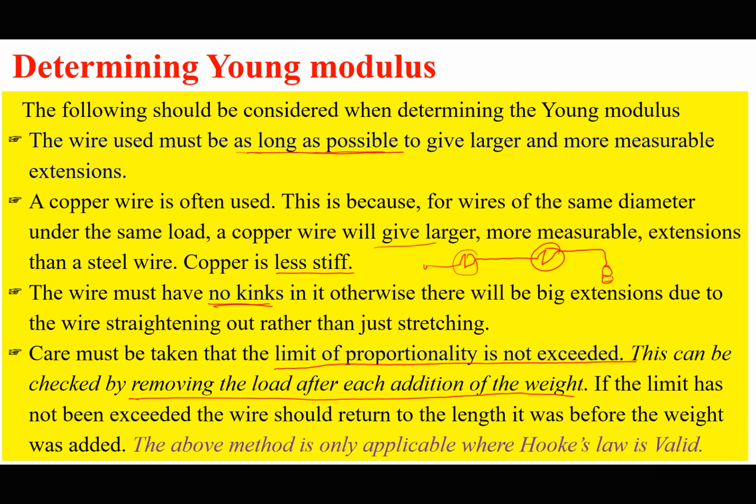If the limit has not been exceeded, the wire should return to the original length it was before the weight was added. The above method is only applicable when Hooke's law is valid. So the limit of proportionality should not be exceeded, because if it is exceeded, Hooke's law will not be valid anymore. If you want to note that the elastic limit has not been exceeded, every time you must remove the load and see if the material returns to its original length.